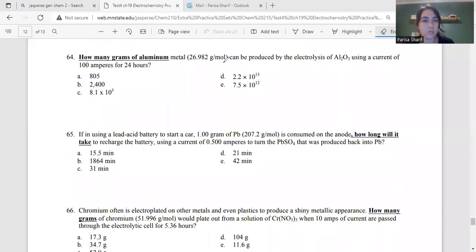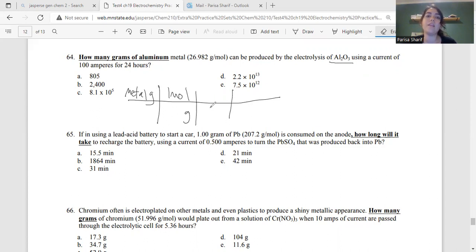How many grams of aluminum metal can be produced by electrolysis of aluminum oxide using a current of 100 amps for 24 hours? So let's set up the stencil. So this is the grams of our metal, which is deposited, and then it's always going to be converted to itself in moles. So 1 mole, and then the grams here is just dependent on the molecular weight.